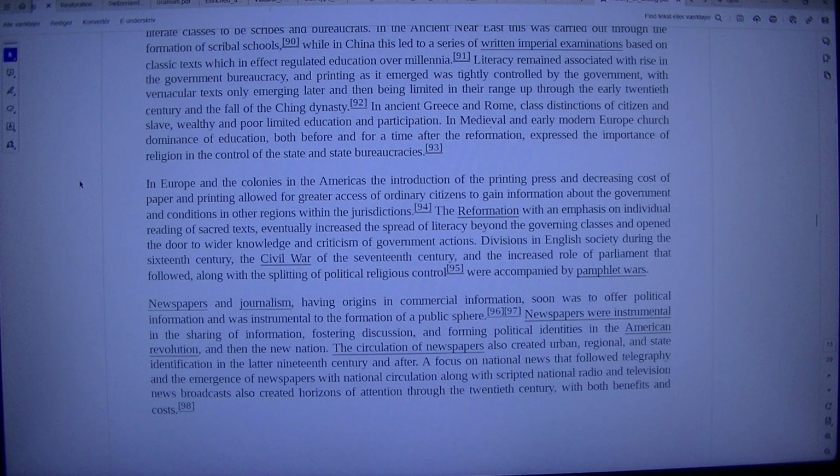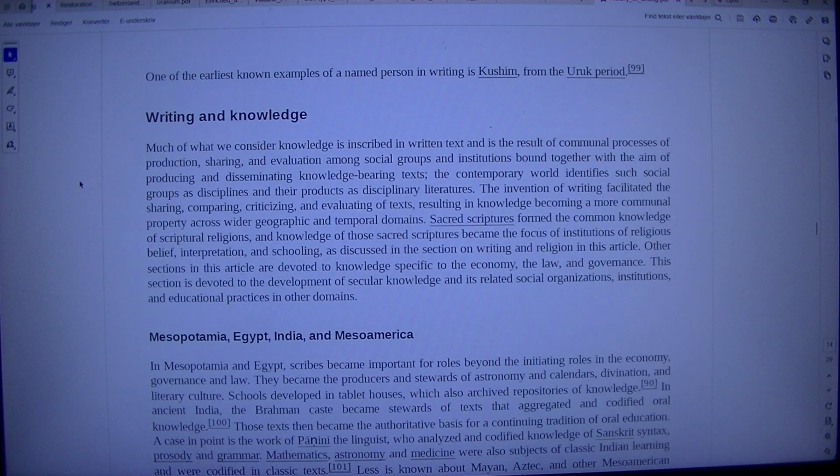97. Newspapers were instrumental in the sharing of information, fostering discussion, and forming political identities in the American Revolution, and then the new nation. The circulation of newspapers also created urban, regional, and state identification in the latter 19th century and after. A focus on national news that followed the telegraph and the emergence of newspapers with national circulation, along with scripted national radio and television news broadcasts, also created horizons of attention through the 20th century, with both benefits and costs.